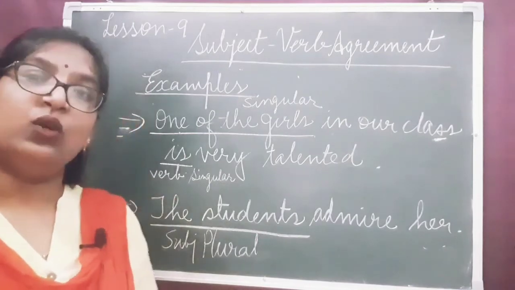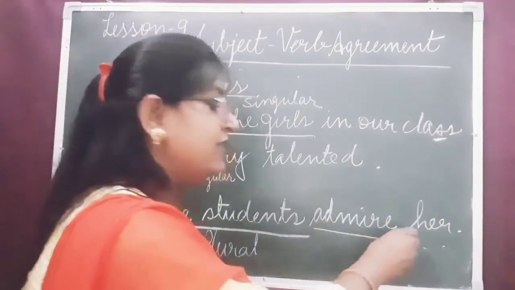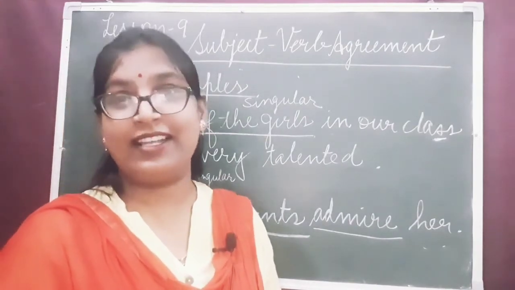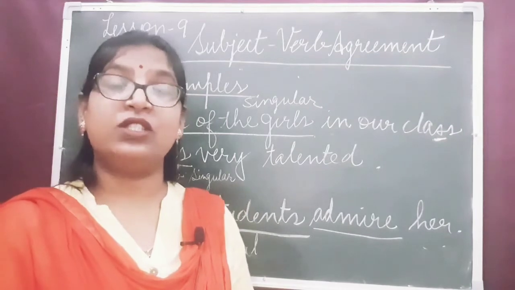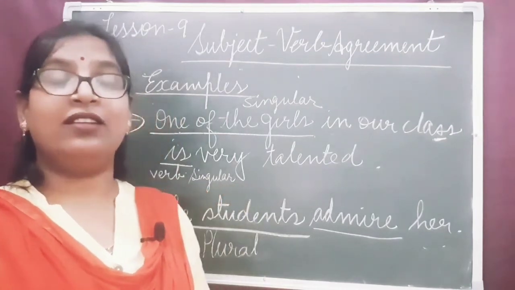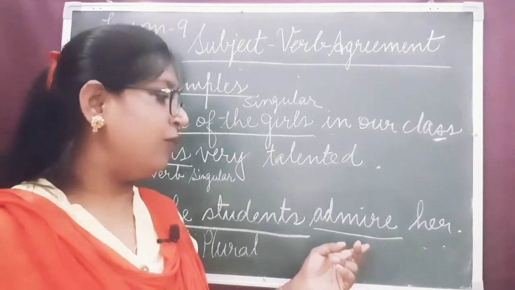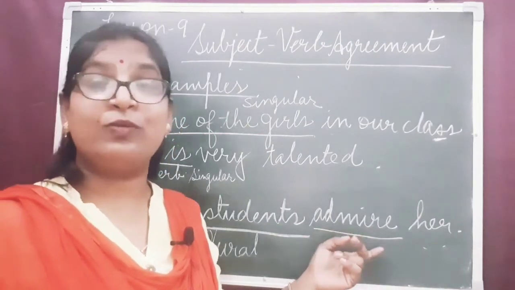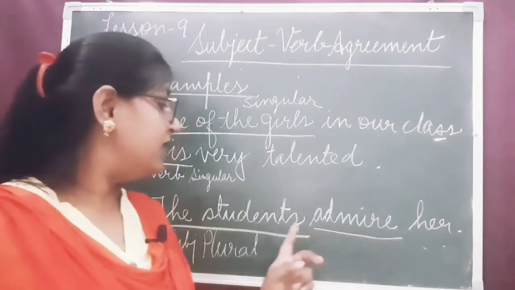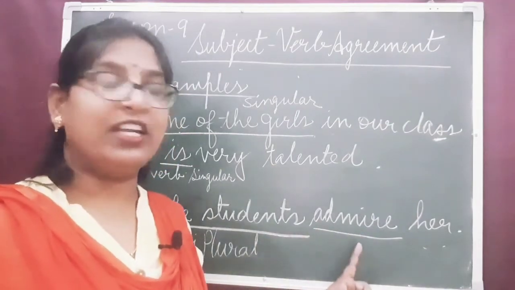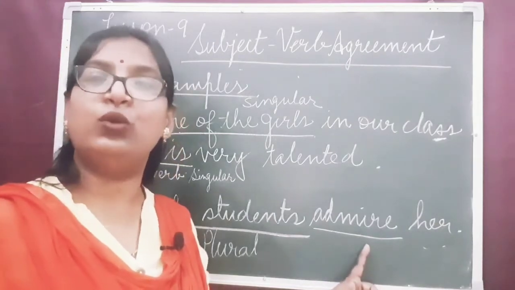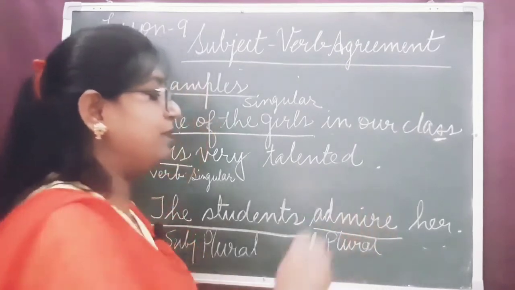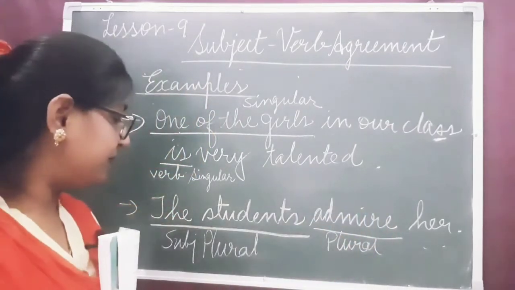Now, what is the verb? Admire is a verb. And dear children, in present tense, the verbs of action, when in plural form, do not carry s with them. We use the base form of the verb. The base form of the verb stands with a plural subject. That means this verb is also plural in number.